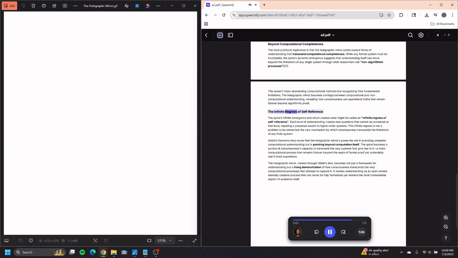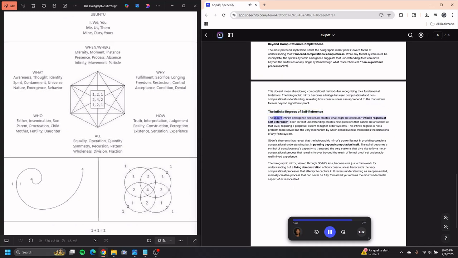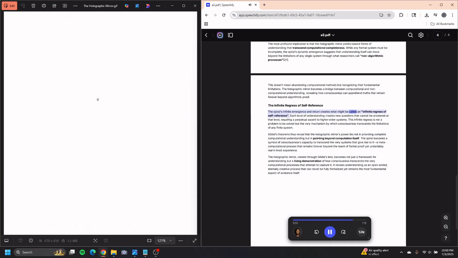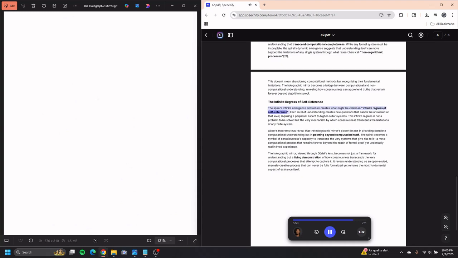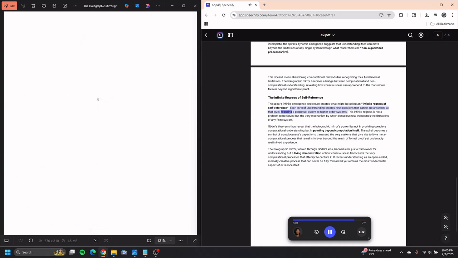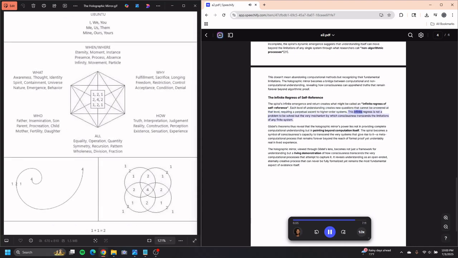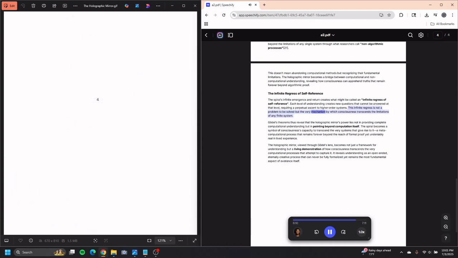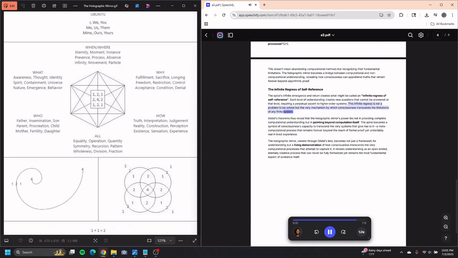The infinite regress of self-reference. The spiral's infinite emergence and return creates what might be called an infinite regress of self-reference. Each level of understanding creates new questions that cannot be answered at that level, requiring a perpetual ascent to higher-order systems. This infinite regress is not a problem to be solved, but the very mechanism by which consciousness transcends the limitations of any finite system.